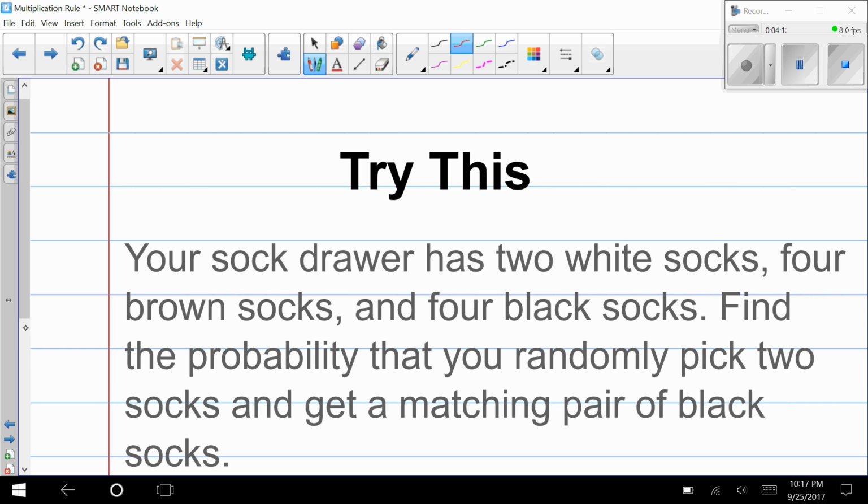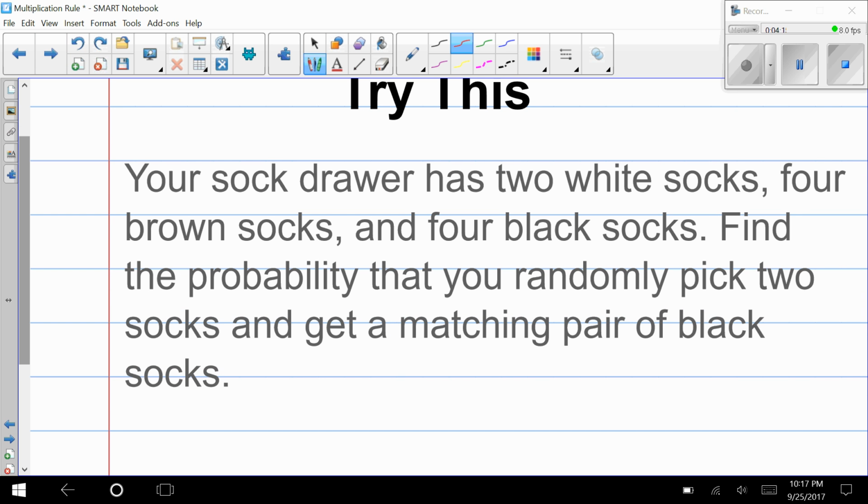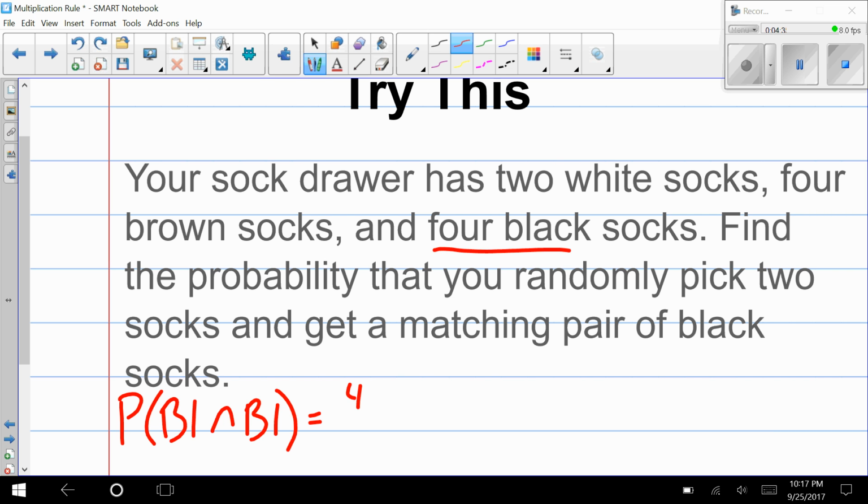So try this one. Your sock drawer has 2 white socks, 4 brown socks, and 4 black socks. Find the probability that you randomly pick 2 socks and get a matching pair of black socks. So we're looking for the probability of a black sock and a black sock. The probability that my first sock is a black sock is 4, since there are 4 black socks, out of 10, since there are 10 total socks. Now, once I draw out a black sock, I take it out. There are only 3 left out of 9 total socks left.